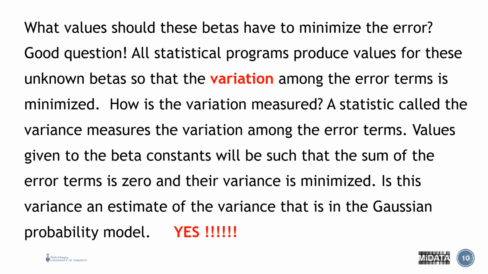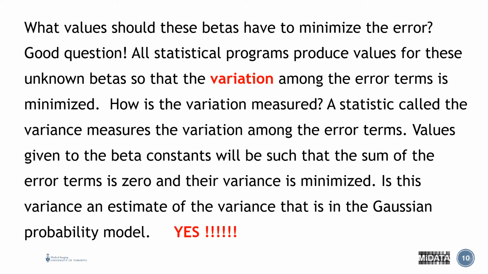So you've seen in the previous slides all of these model equations that have these betas. I'm sure you've all been thinking, what values should these betas have in order to minimize the error term that's in that model? Now, all statistical programs produce values for these unknown betas, also known as parameter estimates, so that the variation among the error terms is minimized.